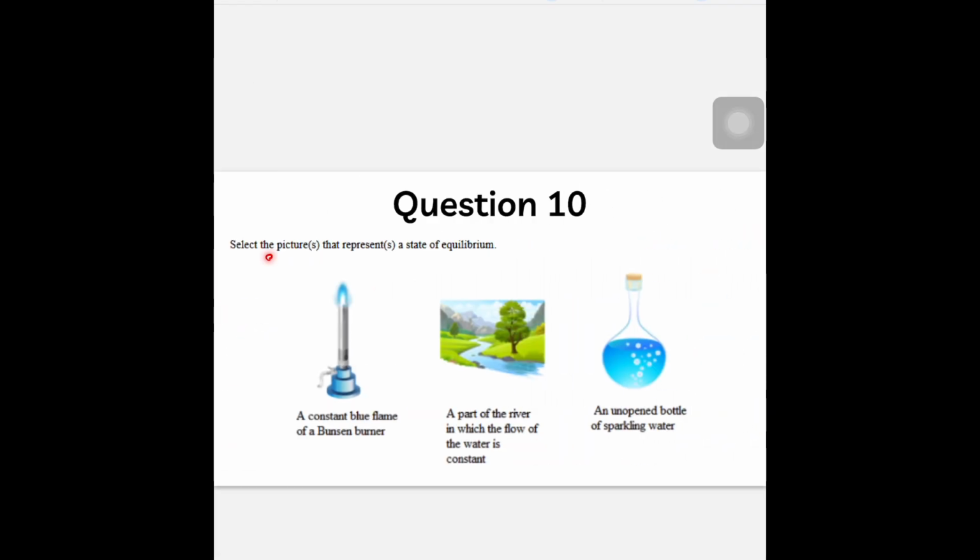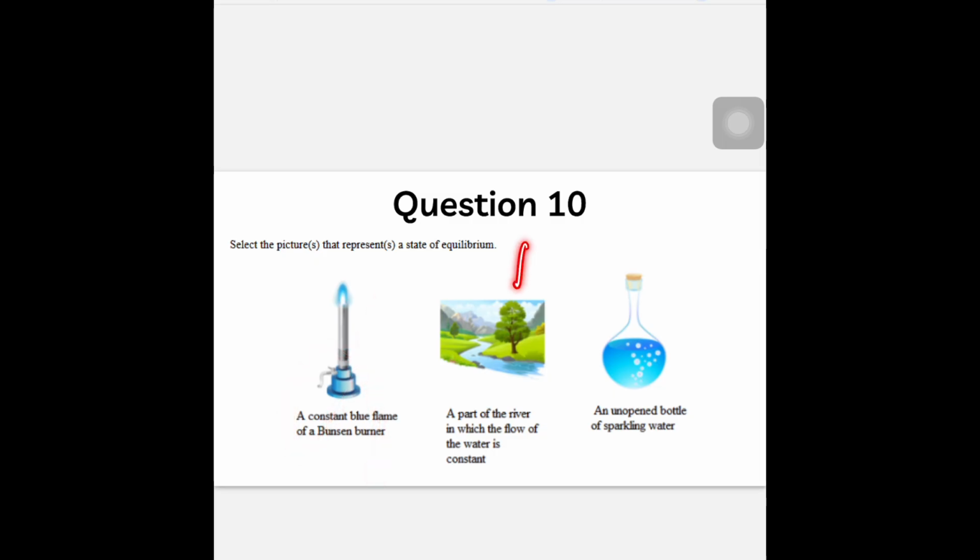Now the last question, select the picture that represents a state of equilibrium. Here I have a constant blue flame of a Bunsen burner. Now a Bunsen burner is a steady state. It's an open system, and equilibrium only occurs in a closed system. So because over here there's an introduction of a gas and there are things that are changing, it's not a closed system, so it's not equilibrium.